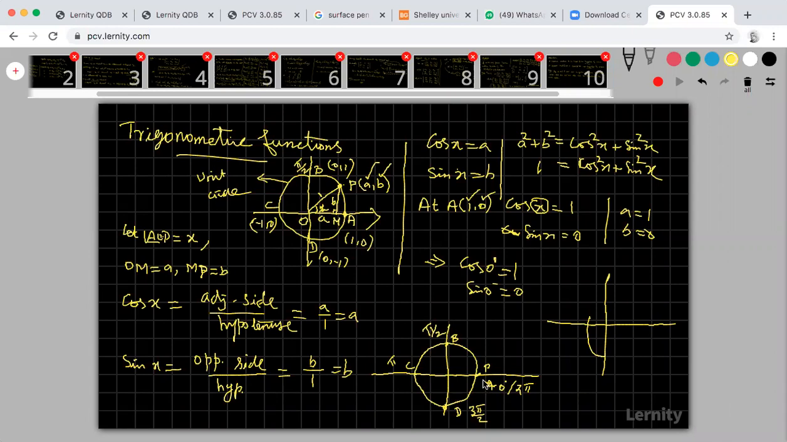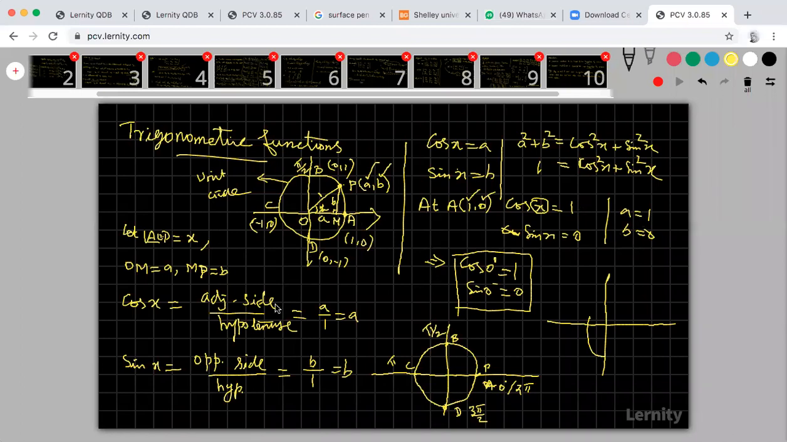So therefore, suppose I am taking a point here and consider the degree as 0. My cos 0 is equal to 1, sin 0 is equal to 0. Why? Look at that. This is my A at 1 comma 0. This is my A, this is my B. If you take any point P here, this is the x coordinate, this is the y coordinate. This is my A, this is my B. My A is 1, B is 0.